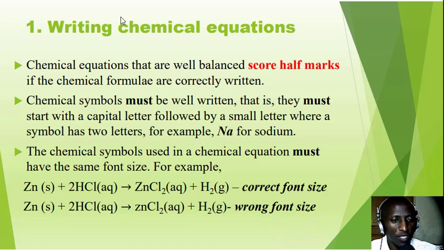The common mistakes students make during KCSE exam. Number one, we have writing of the chemical equations. You find that when the chemical equation is well balanced, half of the marks are already scored. So the chemical formulae must be correctly written. So the students here are encouraged to master the valences of the elements and valences of the radicals.